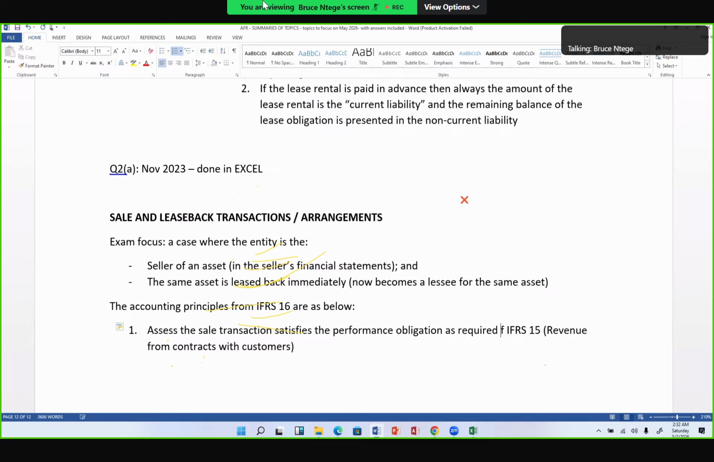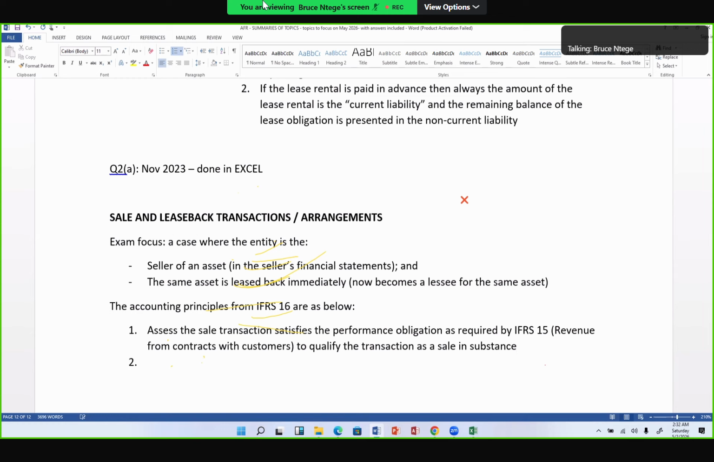As required by IFRS 15, to qualify this as a sale transaction, we must qualify the transaction as a sale in substance. So in substance, did I really sell?